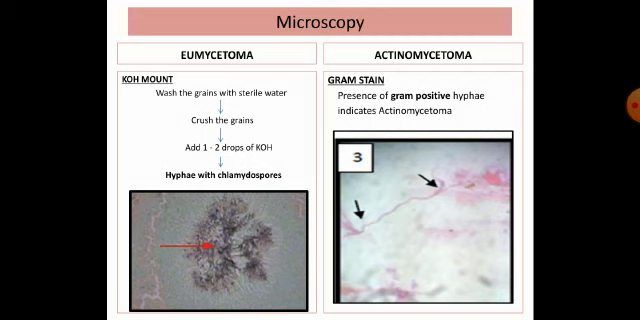Whereas on gram staining, if you feel it is a bacteria, depending upon the clinical history or the clinical examination or the color of the granules, you can decide. Okay, so we subject it for gram stain. And what we see on gram stain? We see the presence of gram positive hyphae. You can see them in the picture as well.